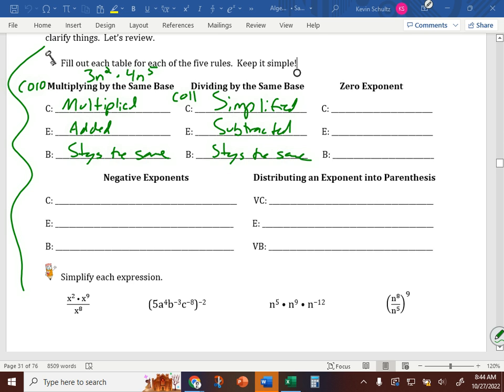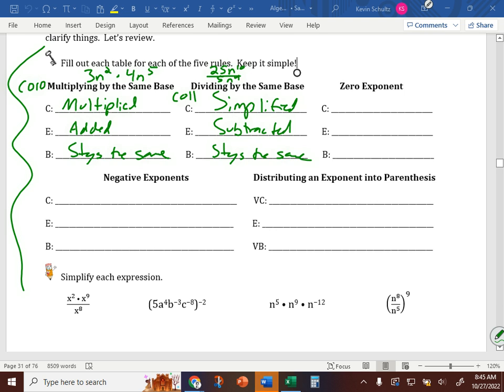What are you looking for that's going to tell you you're going to be dividing by the same base? What's your expression going to look like, Caitlin? You have a fraction, right? Because fraction meaning division is going to be something like 25n to the 10th divided by 5n to the 4th, something like that. It'll be written in fraction form.